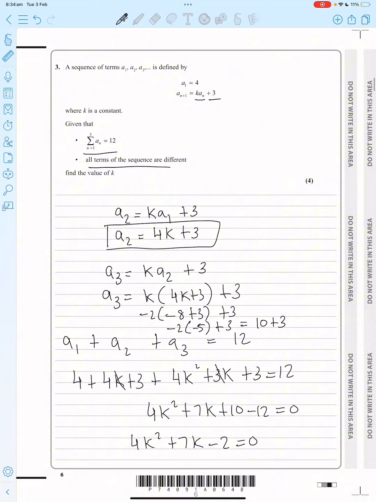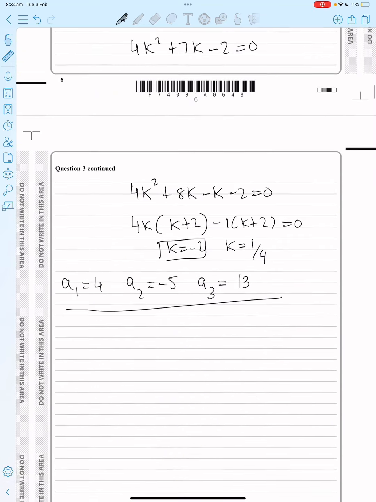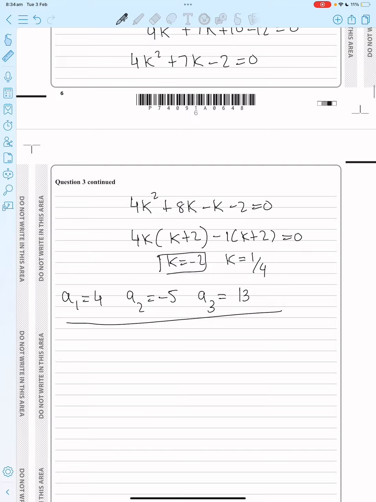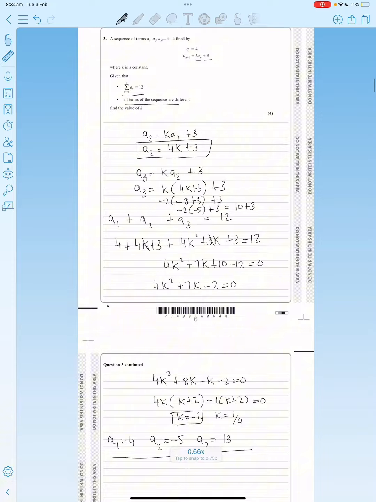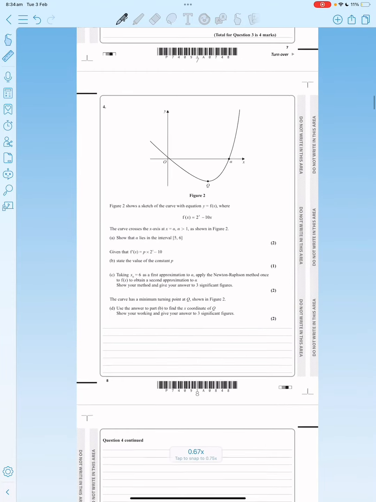So therefore, my answer for 3 is that the value of k is minus 2. And I'm not going to bother checking 1 over 4 because it's most likely incorrect. It is incorrect because k equals minus 2 has given us 3 distinct values. So that's the answer for question number 3. Let's get on to question number 4 now.